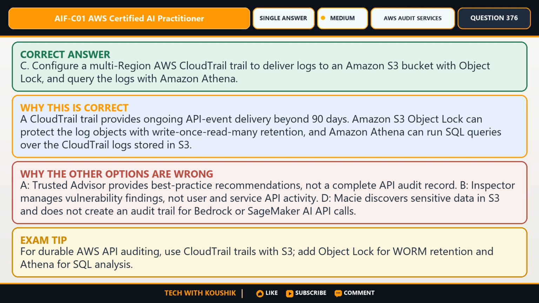Check why each remaining option is not the best fit. A. Trusted Advisor provides best practice recommendations, not a complete API audit record. B. Inspector manages vulnerability findings, not user and service API activity. D. Macie discovers sensitive data in S3 and does not create an audit trail for Bedrock or SageMaker AI API calls. Use this elimination rule in the exam. For durable AWS API auditing, use CloudTrail with S3, add Object Lock for WORM retention and Athena for SQL analysis.